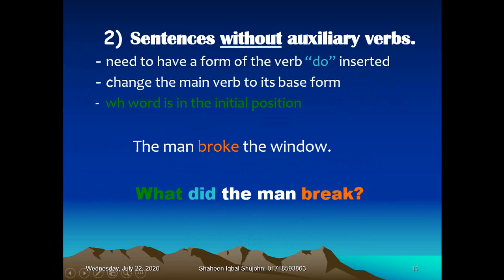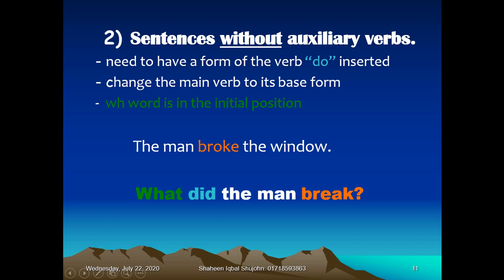The man broke the window. Here in the example, we have used a WH question instead of the object, not the subject. The window is a thing, so what is used. The verb is in past indefinite, so you have to use did, and the principal verb must be in simple form, that is base form. The answer is, what did the man break?